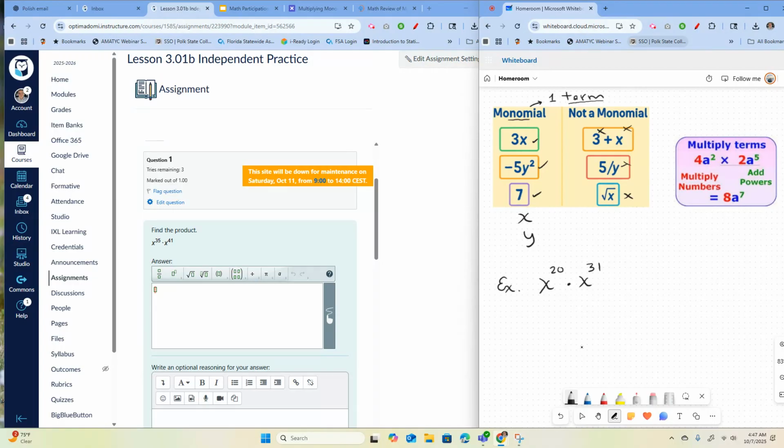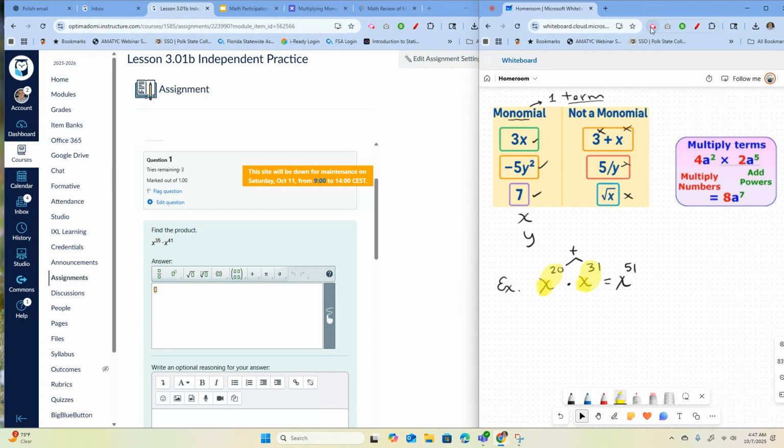Like we did in module 1, when you multiply powers with the same base, and here my bases are the x's, when they're the same letter, you're going to keep the base. And with the exponents, you're going to add them. So 20 plus 31 is 51. This is something we did in module 1. In fact, all of this here is one monomial. Here's another monomial. So I'm multiplying two monomials. That's the idea of lesson 3.01b.